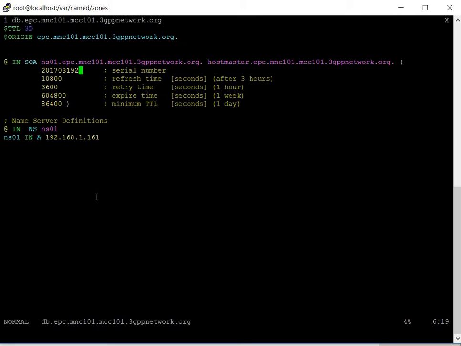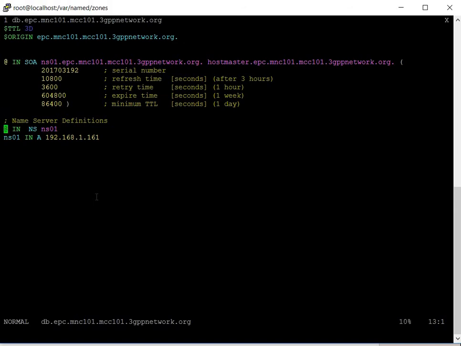This number is one of the only ones you really need to care about in this list. That number you will increment at least by 1 every time that you need to change any data in this DNS configuration, and that's going to be used as a reference to know how current your data is if you're a DNS server. So that one is important. Below that you have name server definitions.